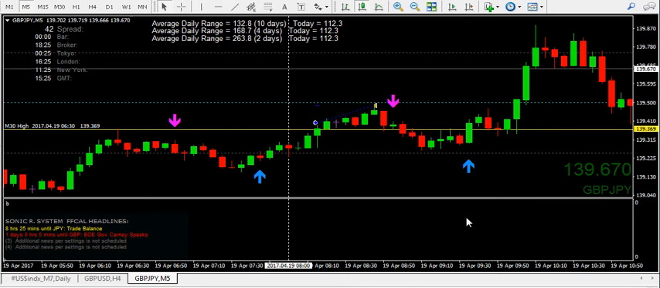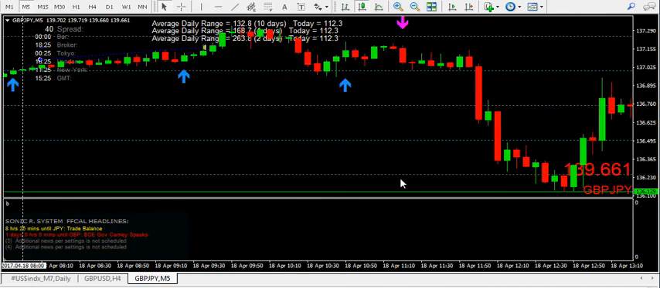And then the previous day's trade, let's drag that onto the chart and look down at the H1 again.